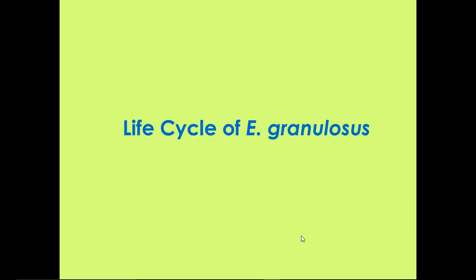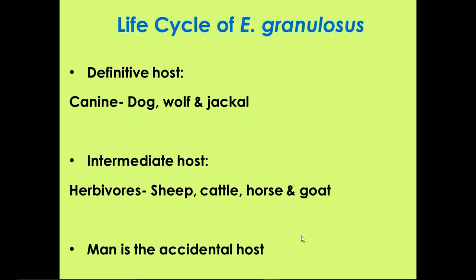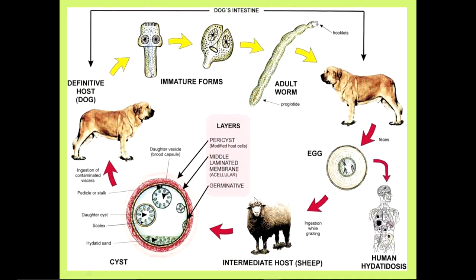Life cycle of Echinococcus granulosus. So there are two hosts. First is the definitive host, and the carnivores are included in this definitive host category. So we have dog, wolf, and jackal. And the herbivores like sheep, cattle, horse, and goat are included in the intermediate host. And humans are the accidental dead end host. I'll let you know what I mean by dead end host, so I think I should explain this over here.